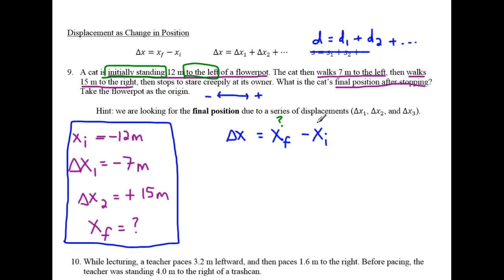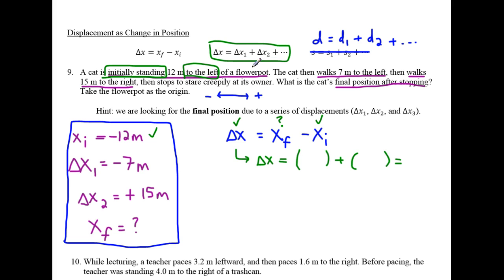To find x final, I need x initial, and look, I have it. There it is. But I also need the total displacement delta x. I don't have that yet, so let me go ahead and find what delta x is. How can I find it? Let me look at my equations. Here's another equation with delta x that, if I can find delta x from this equation, I can plug in the value right there. So to get delta x from this equation, what do I have to do? I have to add up the individual displacements, the first displacement plus the second displacement.